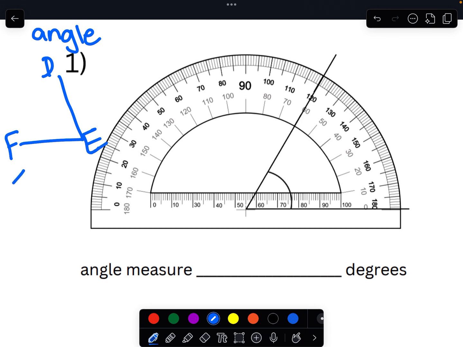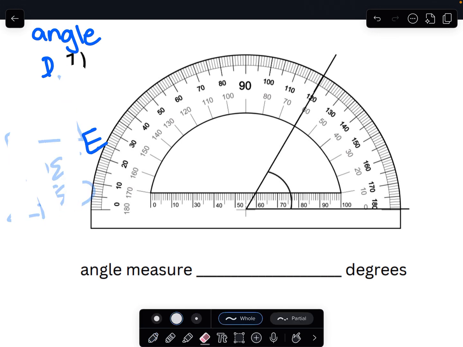My E is looking pretty funky. We use this sign to show angle. So, angle DEF. And can you guess what we might call this angle in another way? We can call it FED, which spells fed. So that's just some basic information.